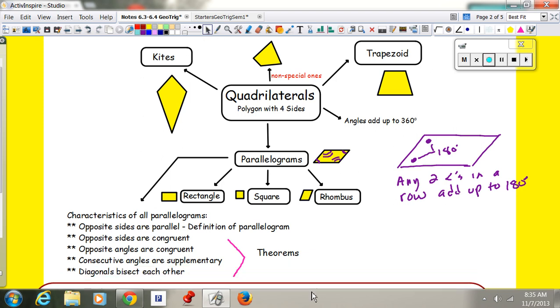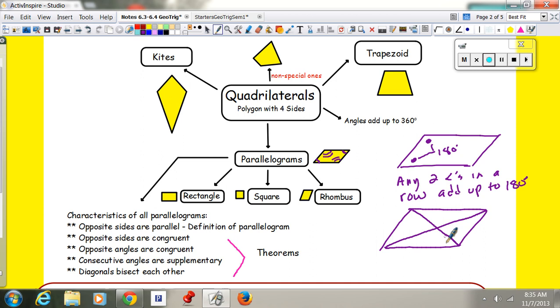The last one is that the diagonals bisect each other. Again, let me draw another parallelogram. And let me draw in two diagonals. What does diagonals bisect each other mean? What does bisect mean? Cut in half. So that means one diagonal cuts the other diagonal in half, and vice versa.